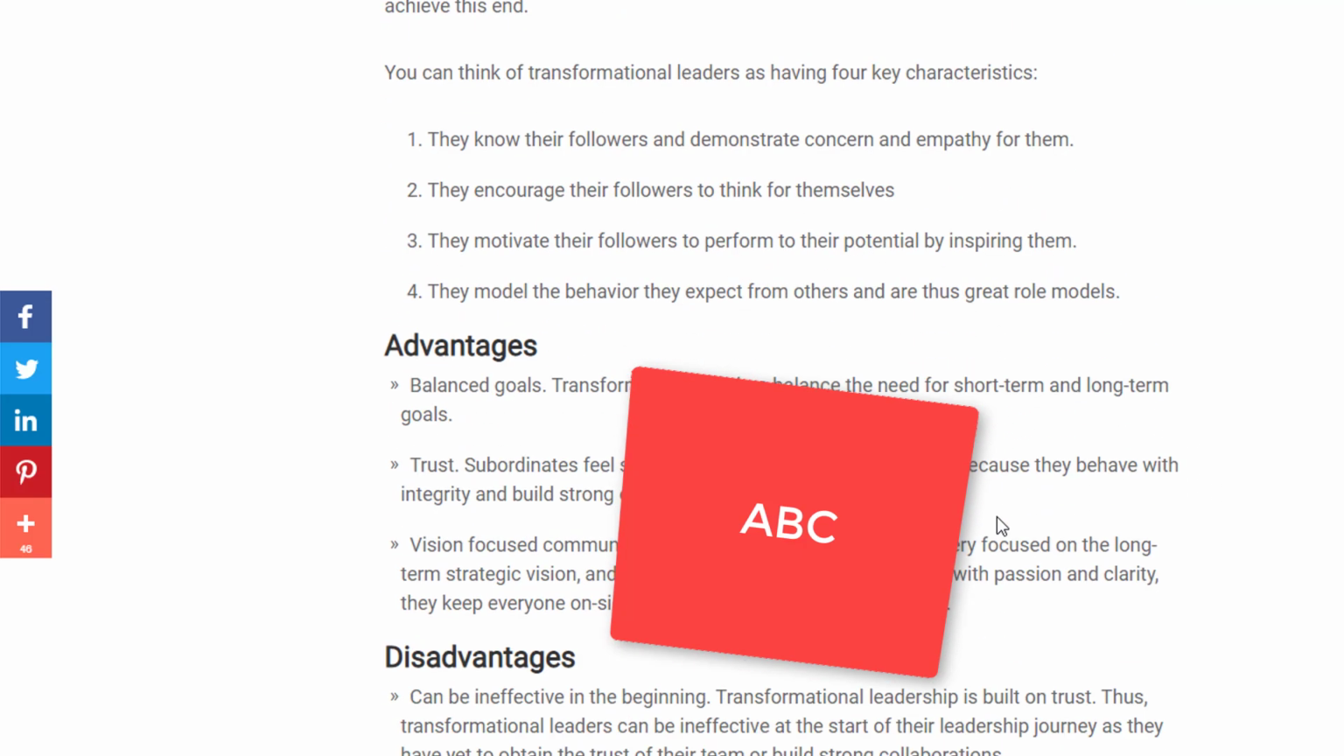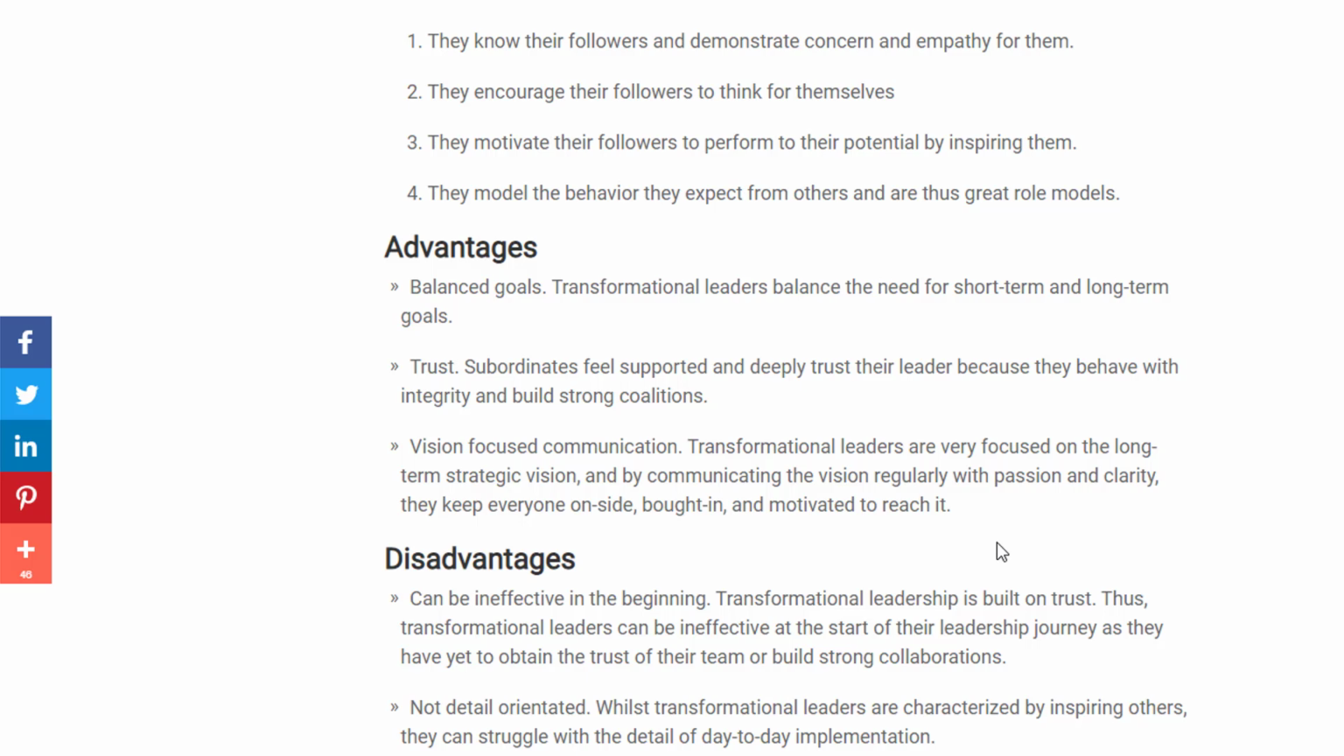So some advantages of this style: balanced goals. Transformational leaders balance the needs for short-term and long-term goals. Trust. Subordinates feel supported and deeply trust their leader because they behave with integrity and build strong coalitions. Vision-focused communication. Transformational leaders are very focused on long-term strategic vision and communicating the vision regularly with passion and clarity. They keep everyone on side, bought in, and motivated to reach the goal.